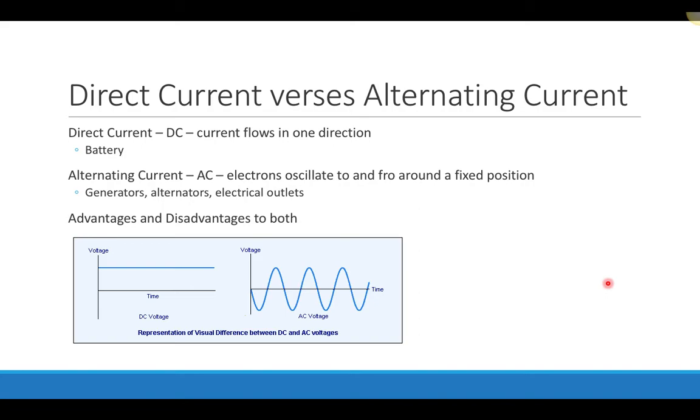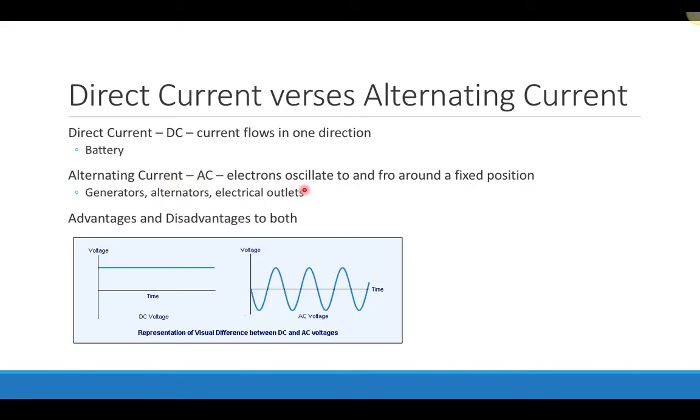There's also two different ways to describe current. There's direct current versus alternating current. Direct current is current that flows in one direction only, and that comes from something like a battery, right? So there's a positive end of a battery, there's a negative end of the battery. If you connect a wire up, the electrons are going to leave the negative end and go towards the positive end. There's only one direction that they can go. That's called DC.